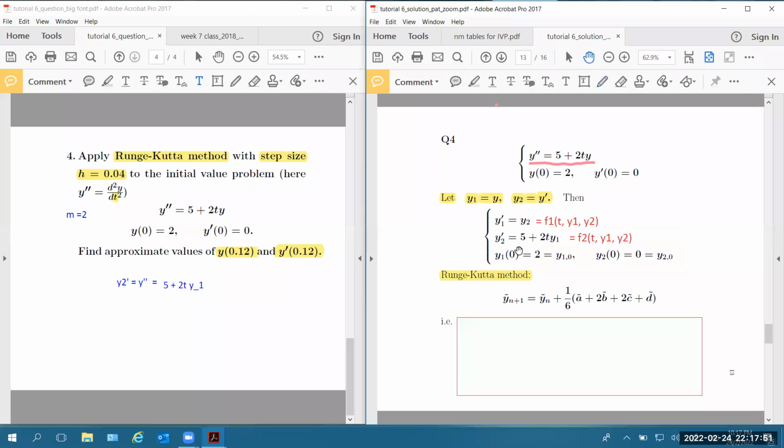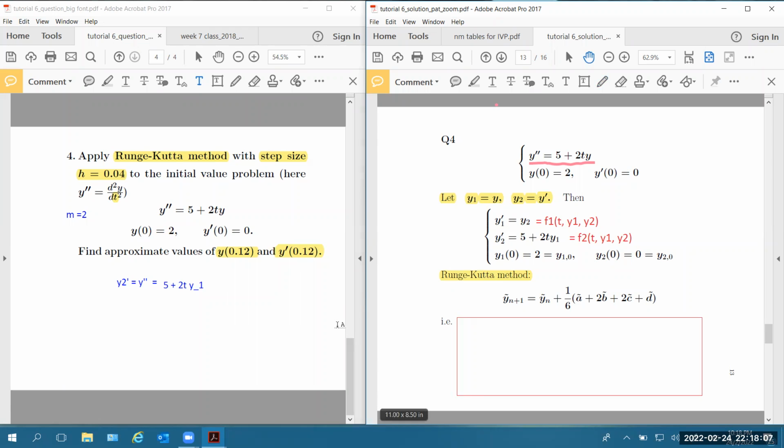So this is what I have. Okay, so you see y2 prime equals 5 plus 2ty1, and this will be my function 2. Right, and then the initial condition also rewrite. So this becomes y1(0), and this is my y2(0).